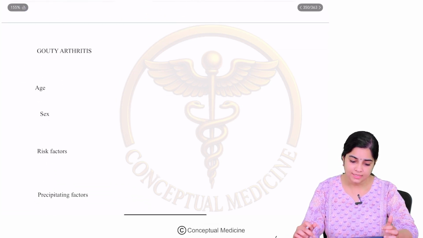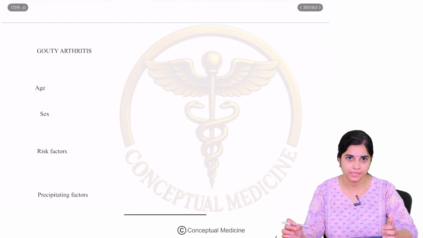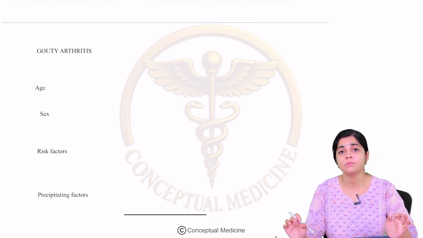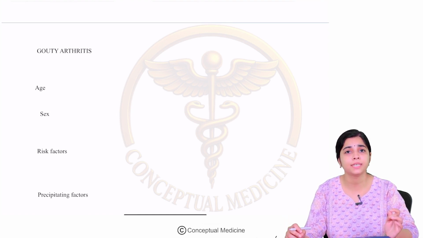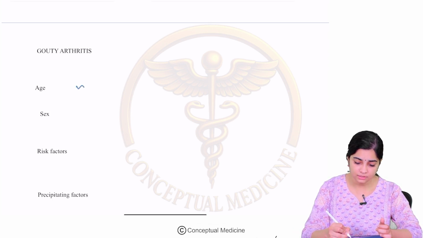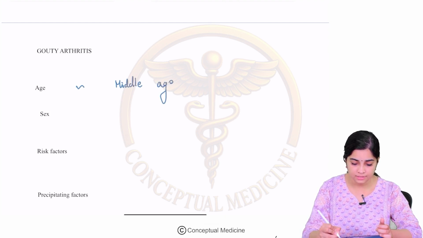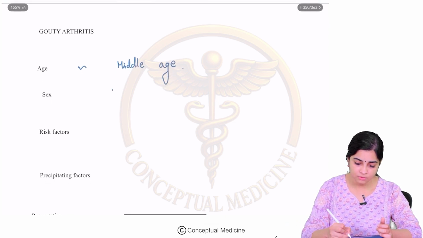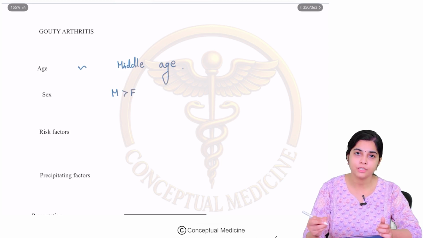So let us understand what gouty arthritis is. Till now we have understood that gouty arthritis basically refers to uric acid deposition within the joints. It is more common in middle age, and it is more common in males than females.